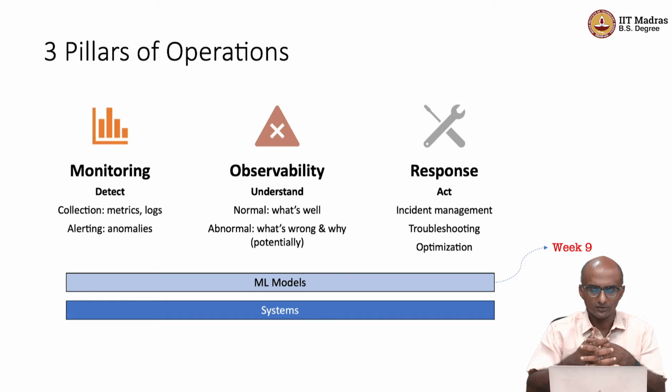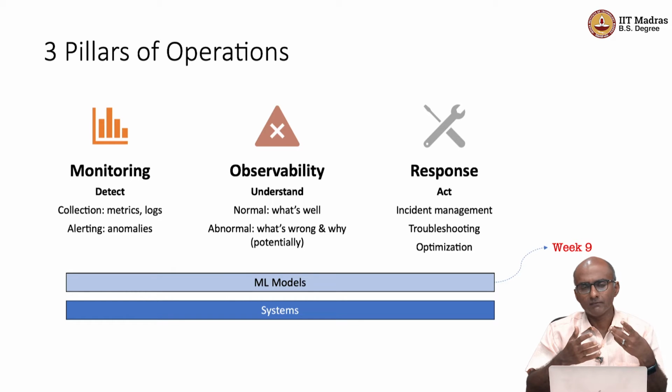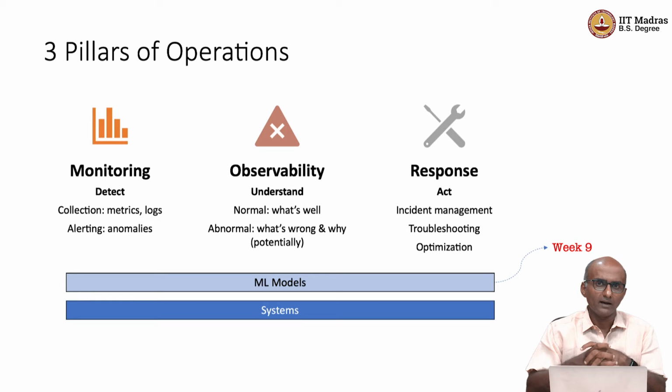There are three pillars to operations. The first is monitoring. The second is observability. And the third is response. Monitoring is when you try to understand, or rather, you try to detect what is actually happening. And here you depend upon metrics, you depend upon logs that the application is providing. Metrics could be things like number of requests received, latency per request, and things like that. And then based on these metrics, there is a sense of what is normal and what is abnormal, which are automatically picked up by the monitoring activity and then alerted to the end user.